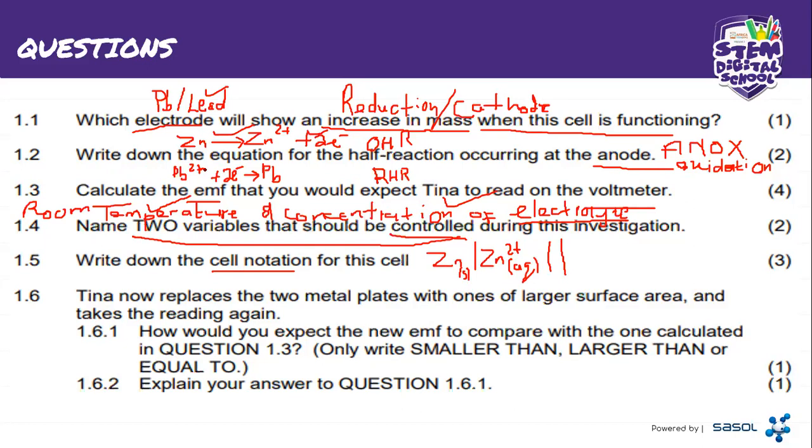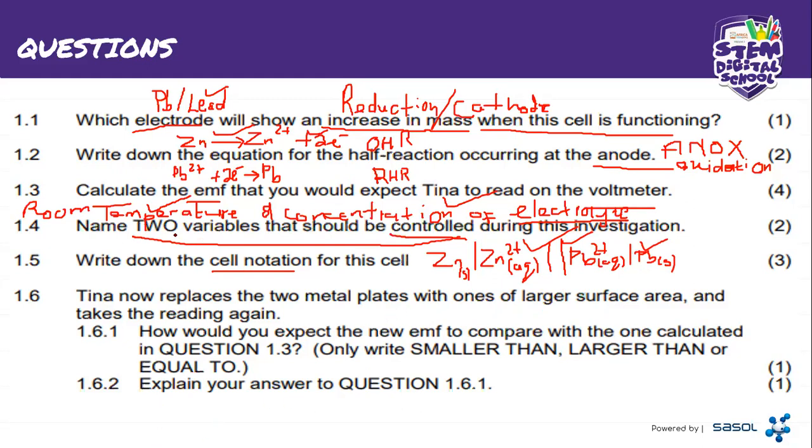Then I talk about what happens in terms of reduction. And in terms of reduction, the lead 2 ions from the electrolyte, which was aqueous, have been reduced, so they change, a line of phase change to lead, which is a lead metal, and therefore it is solid. So 1 mark there for what happens in oxidation, 1 mark for the salt bridge, and 1 mark for what happens during reduction. Altogether, 3 marks.